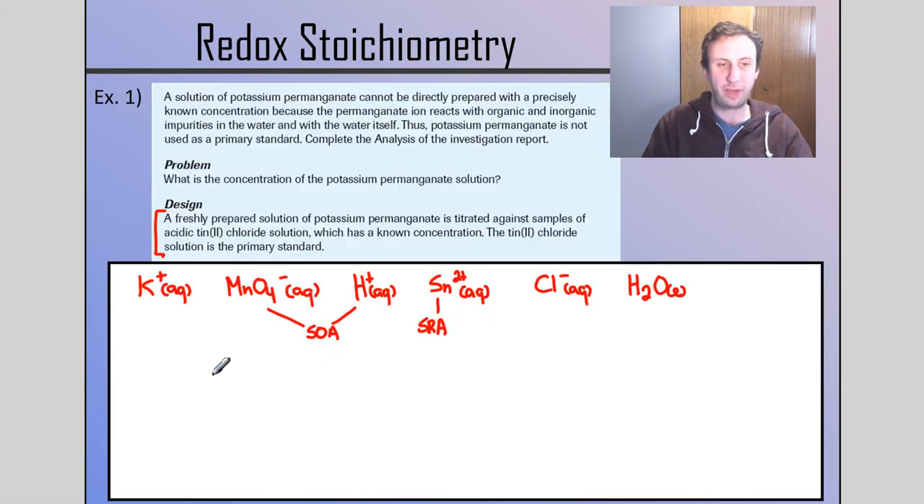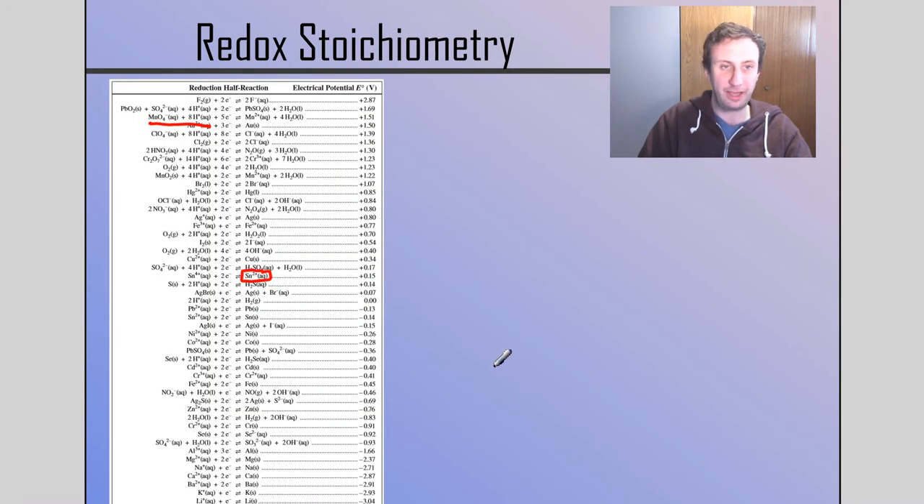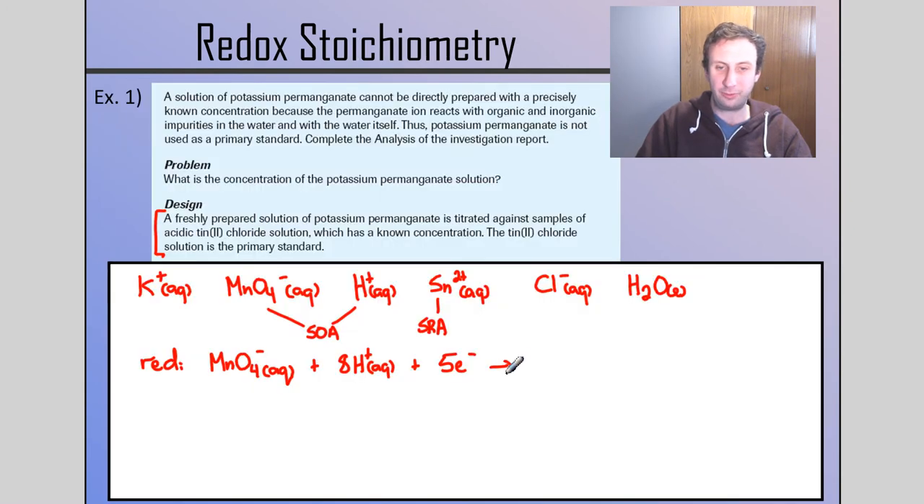So now I can write out my reduction and my oxidation, right? So I can do my half reactions. So for my reduction, I have MnO4 minus aqueous plus 8H positive aqueous plus 5 electrons. And just copying down this full half reaction gives me Mn2 positive aqueous and 4H2O liquid. So that's my reduction half reaction.